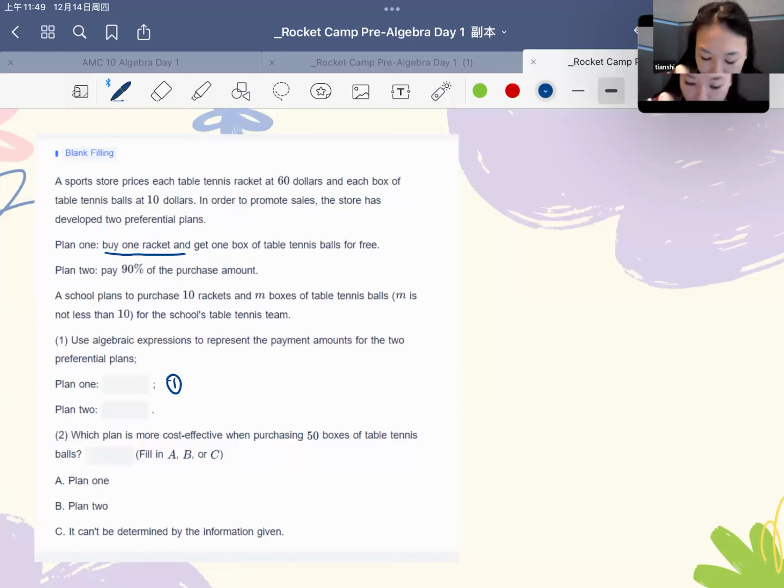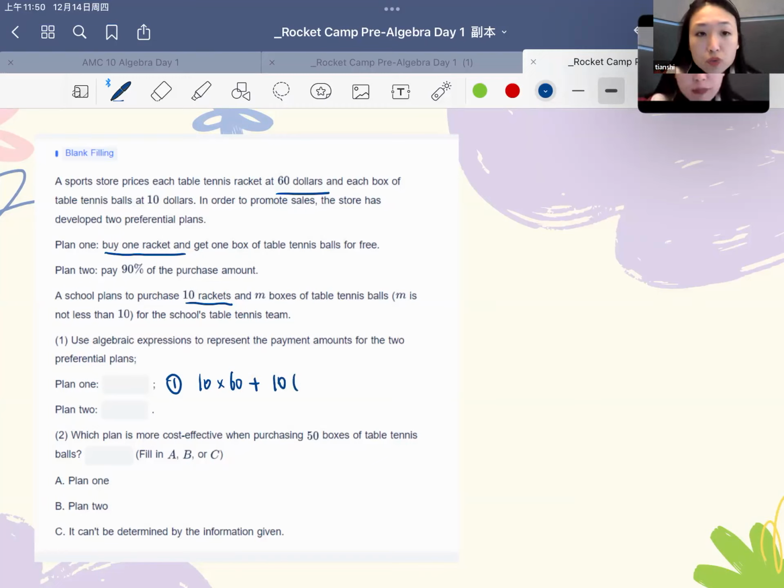So if we want to buy 10 rackets, then what is the price for the rackets? The rackets will be 10 times 60, right? And for the table tennis, it's $10 each. But we don't need to pay for all the table tennis, right? Because we can get one box of table tennis for every box of the racket. So we just need to pay $10 for the extra amount of table tennis.